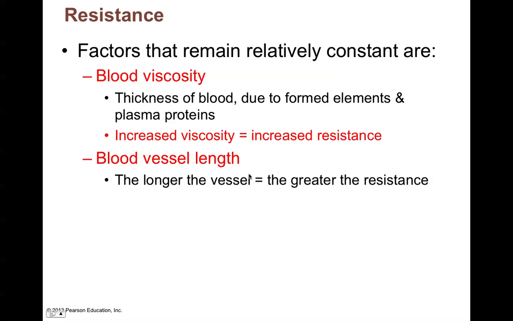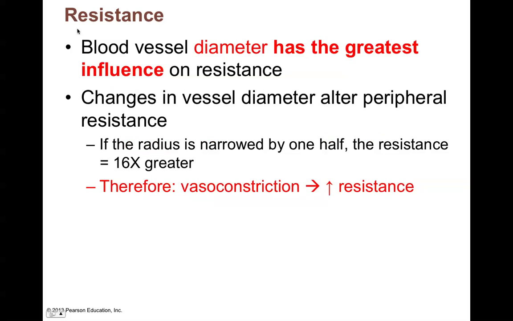Blood vessel length: the longer the vessel, the greater the resistance. And this, of course, doesn't change much except over your lifetime as a person grows in stature. But the third element, blood vessel diameter, has the greatest influence on resistance, because changes in the vessel diameter alter the peripheral resistance. If the radius is narrowed by 1/2, the resistance will become 16 times greater. Therefore, if the blood vessel constricts, it's going to greatly increase the resistance.